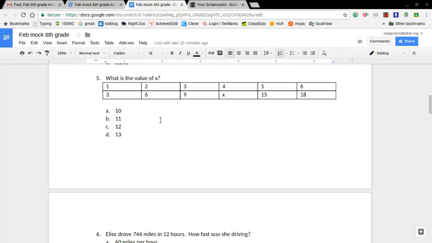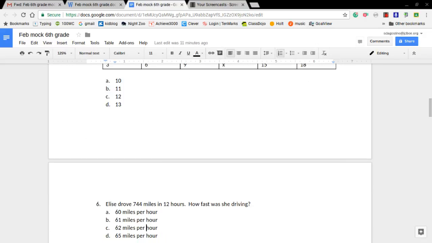Number 5, what is the value of x? Examine the chart, find the pattern, and solve for x. 1, 3. 2, 6. 3, 9. 4, x. 5, 15. 6, 18. What is the value of x? A, 10. B, 11. C, 12. D, 13.